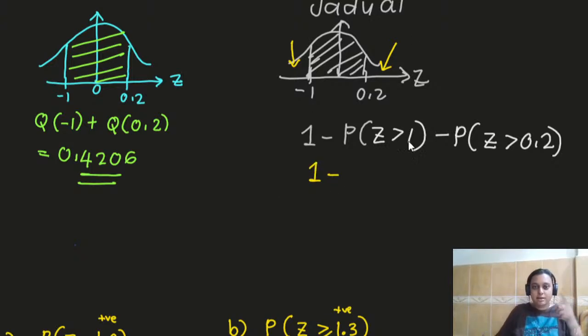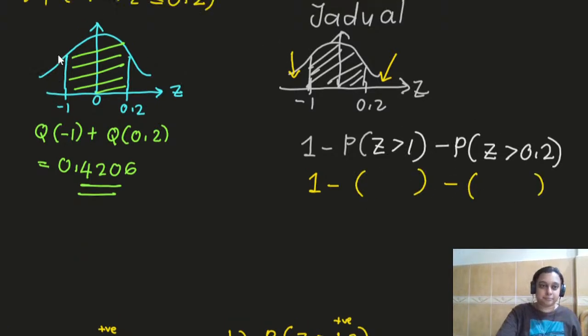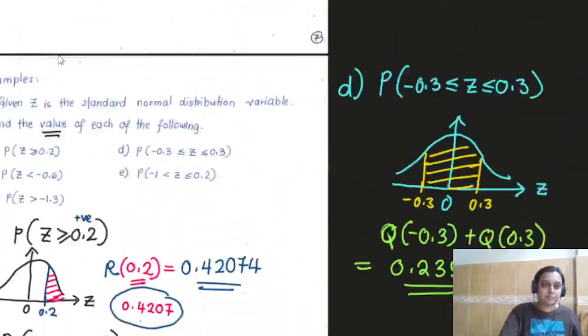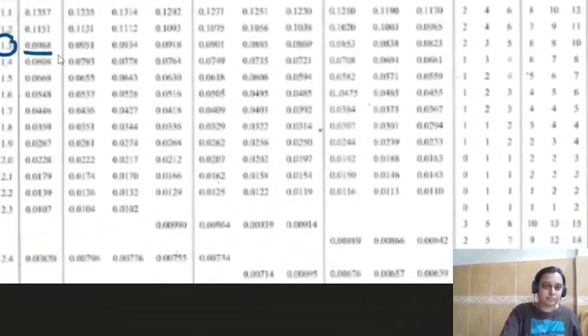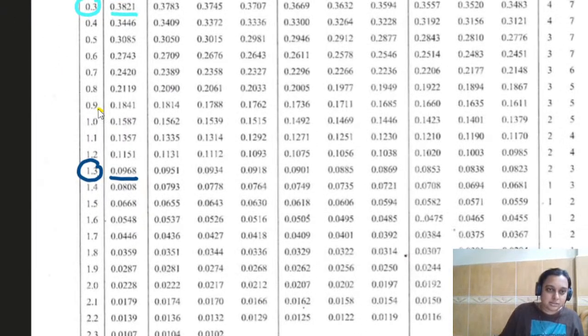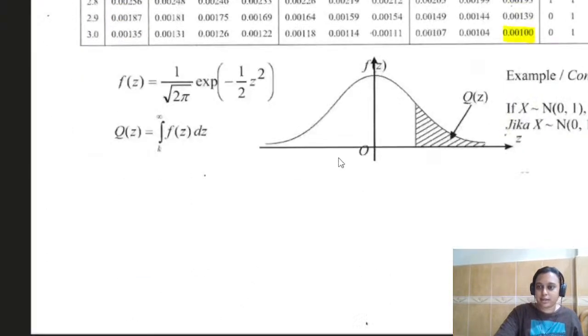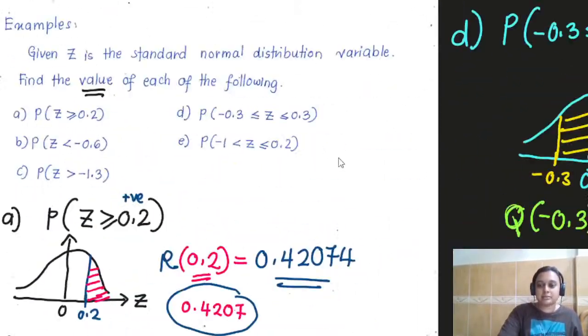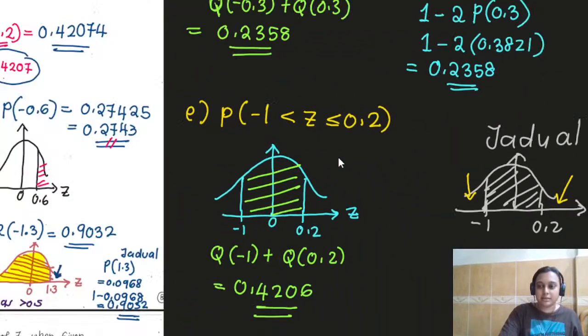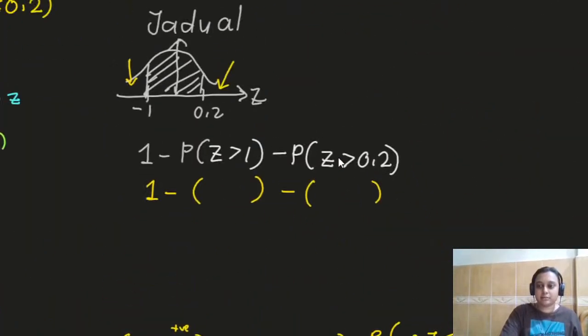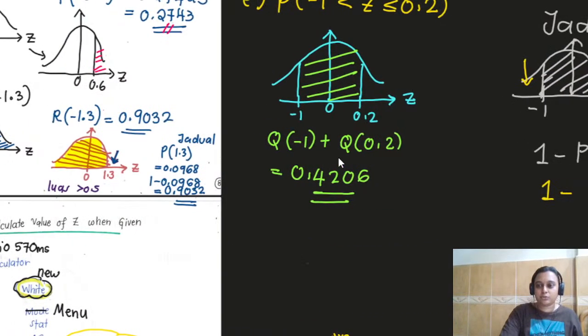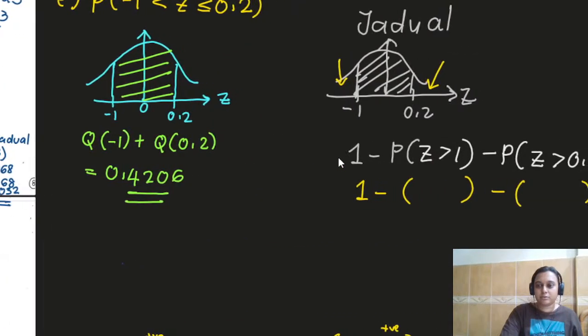Okay, go to the jadual, find what is the nilai for 1 and 0.2. So go to jadual. 1 is 0.1587. 0.2 is 0.4207. Okay, use that, gunakan nilai yang kita dapat tadi.